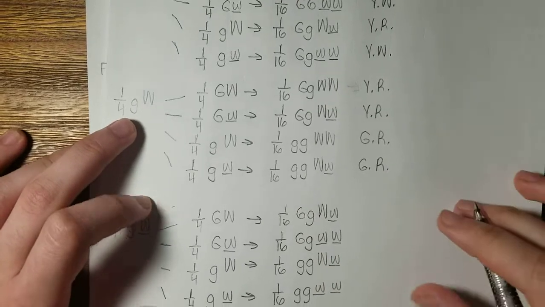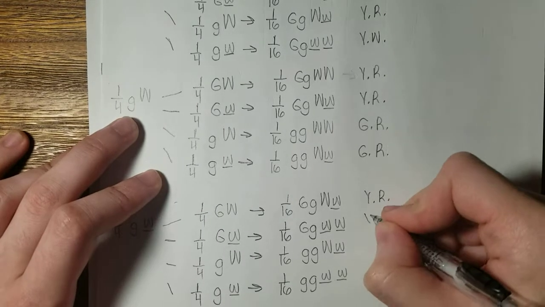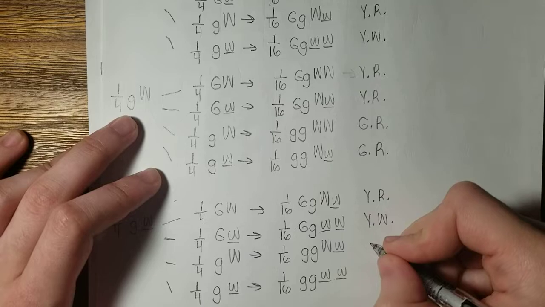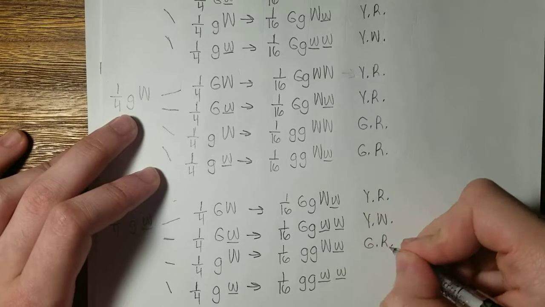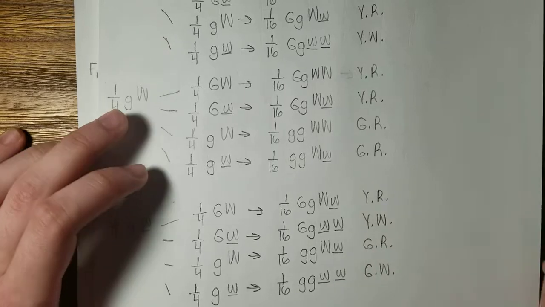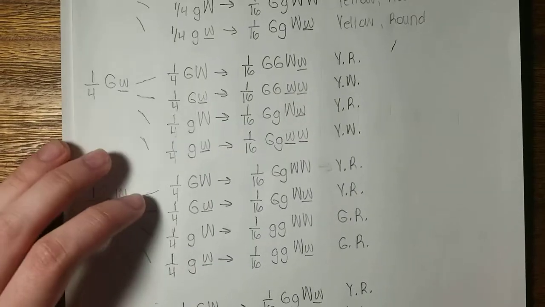We're going to be naming the phenotypes now. This is yellow round. This one is yellow wrinkled. This one right here is green round. And this one right here is green wrinkled. Okay.